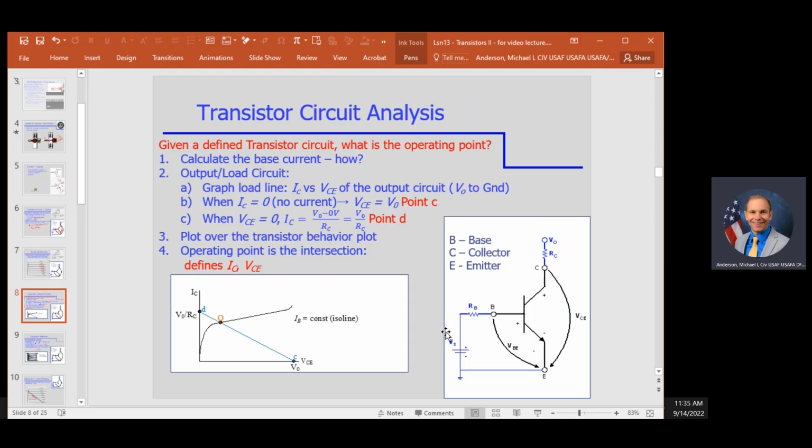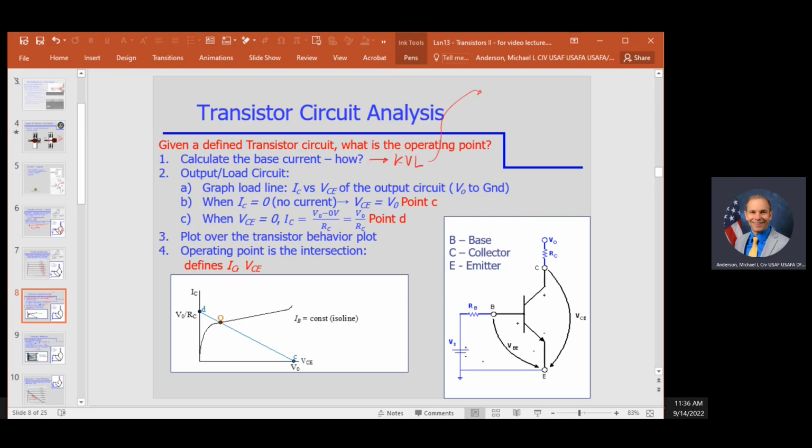This was really the purpose of last lesson: to understand how we figure out where a transistor is operating for any given circuit that it might be in. So we start by figuring out what the base current is. And how do we do that? Well, we use Kirchhoff's voltage law. So let's do that right here.